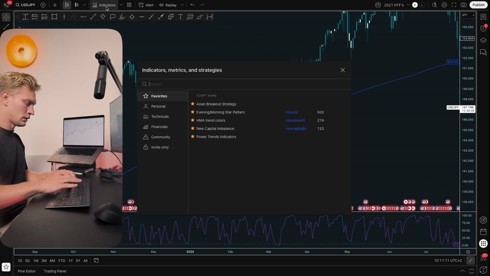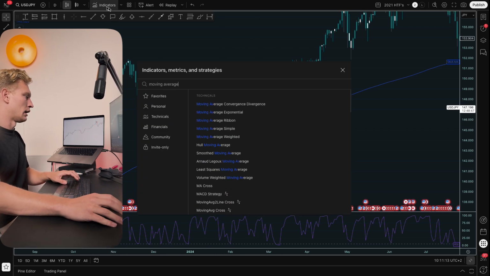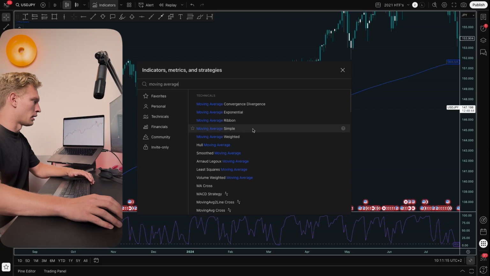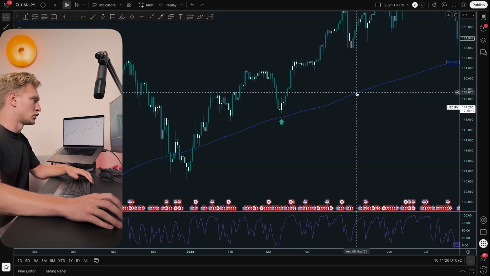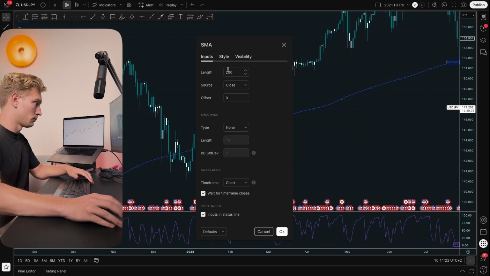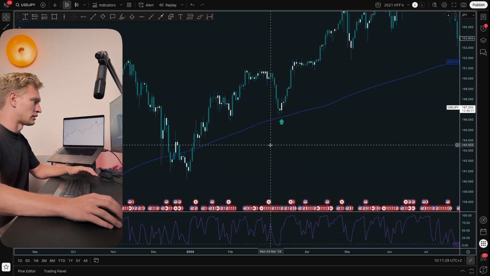What else do we need? We need a moving average. You can take the exponential or the simple. In my example here, I just used the simple moving average. Go take it and then change the period to 200. Later we're going to change it to 100 because I tested both. I'm going to show you exactly how I tested everything.